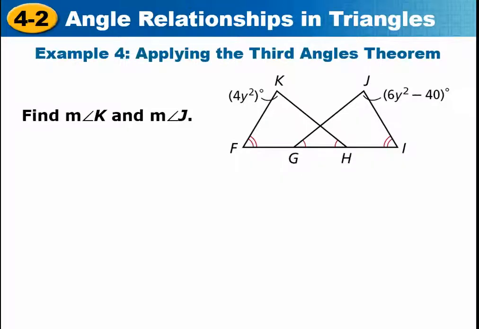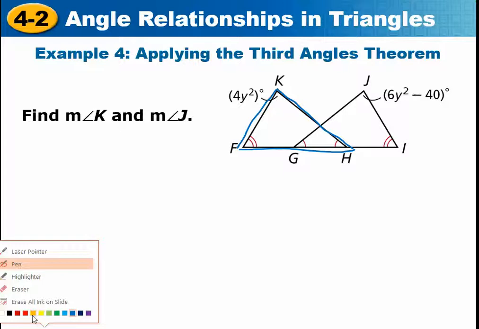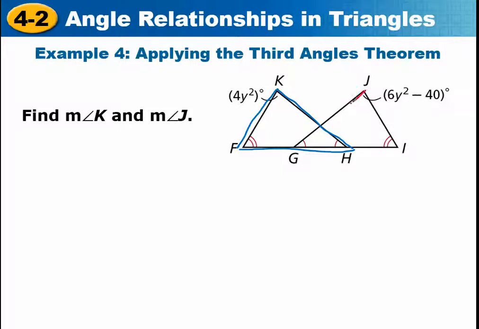All right, let's use that theorem. Now note that there are two triangles overlapping here. We have FHK, that's one of our triangles, and our other triangle is JGI. So watch which ones are the same here and which ones are different.